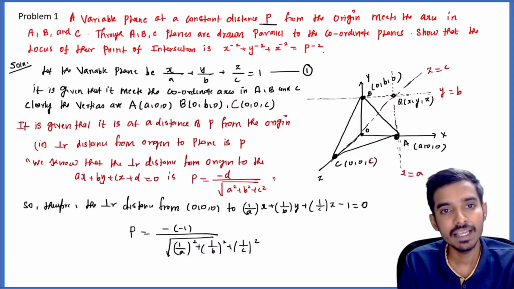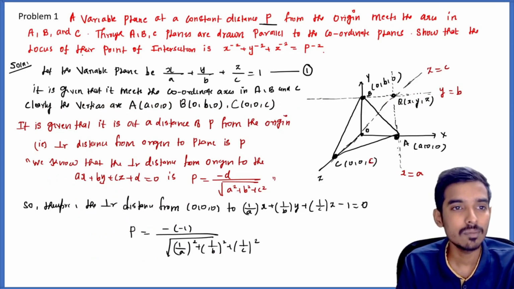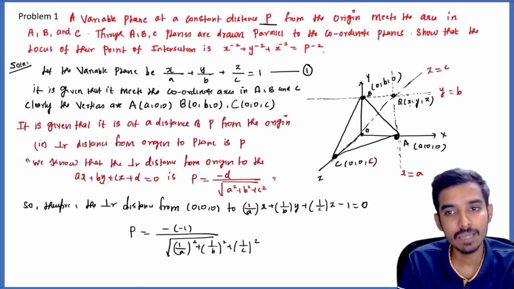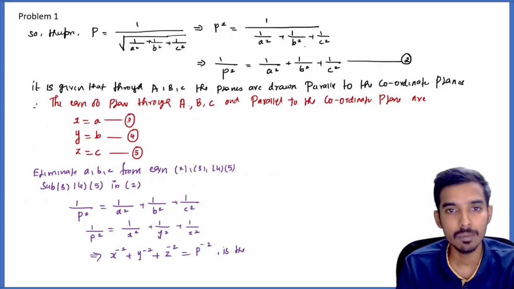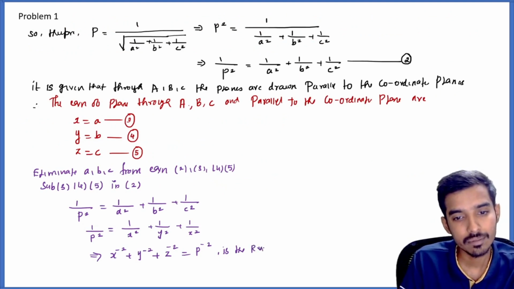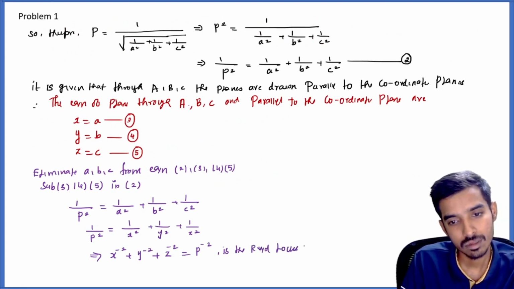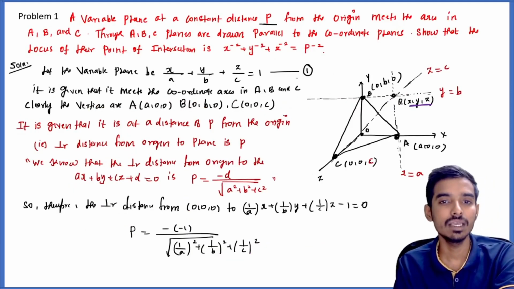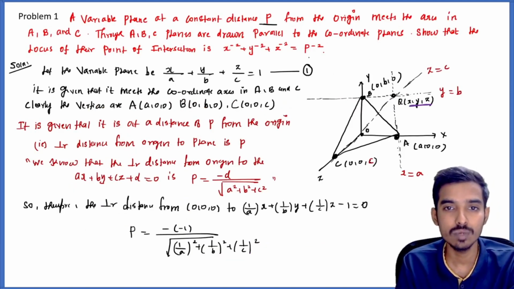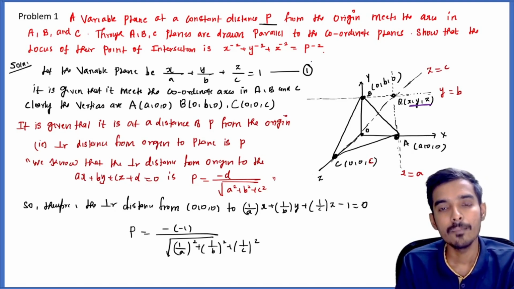Through ABC, planes are drawn parallel to coordinate plane. Show that the locus of the intersection, that is, this x comma y comma z will satisfy the equation x power minus 2 plus y power minus 2 plus z power minus 2 is equal to p power minus 2, is the required locus of the point Q. Right? That is, point Q will satisfy the equation x power minus 2 plus y power minus 2 plus z power minus 2 is equal to p power minus 2, right?